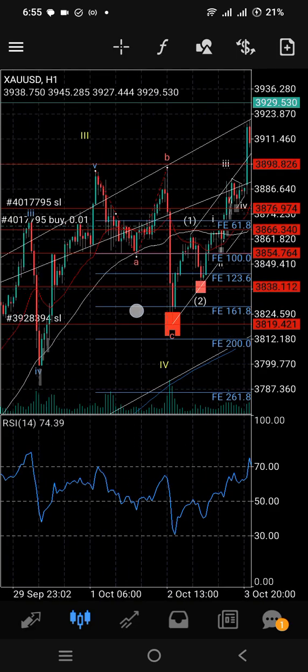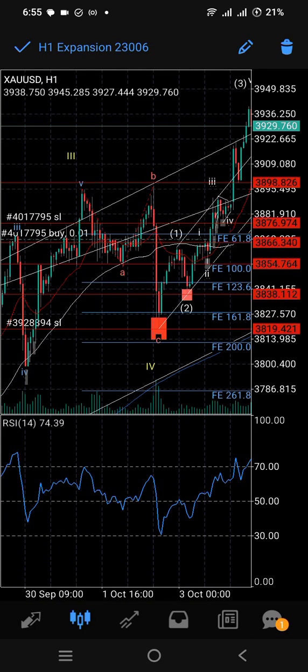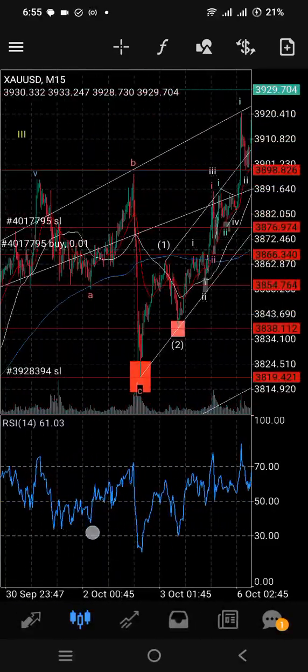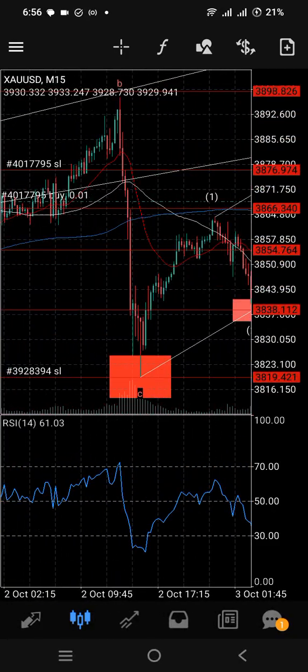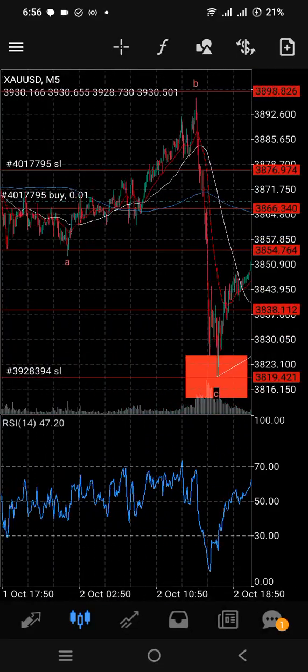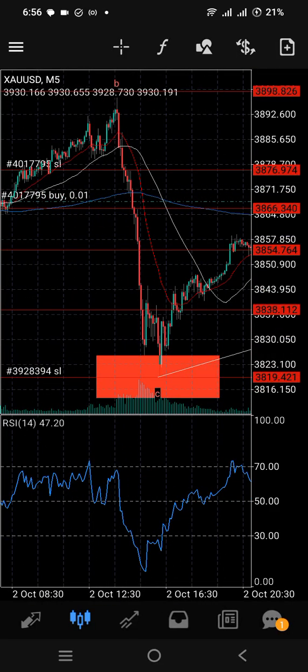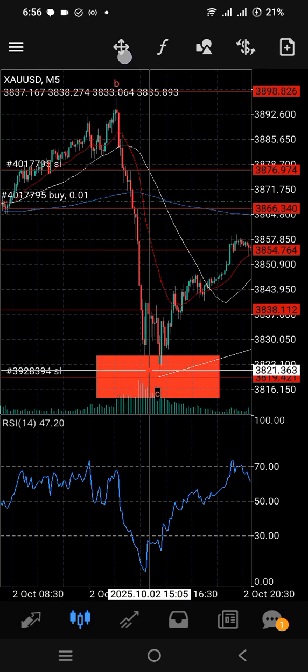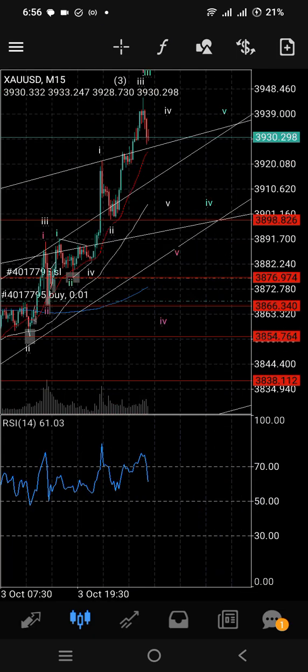We got it at the 1.618, and if I go down there, I should be able to see a 5 wave move. A bit difficult to count on M15. Let's go to M5. Yeah, so it's still a bit difficult to count. So 1, 2, 3, 4, 5, maybe.